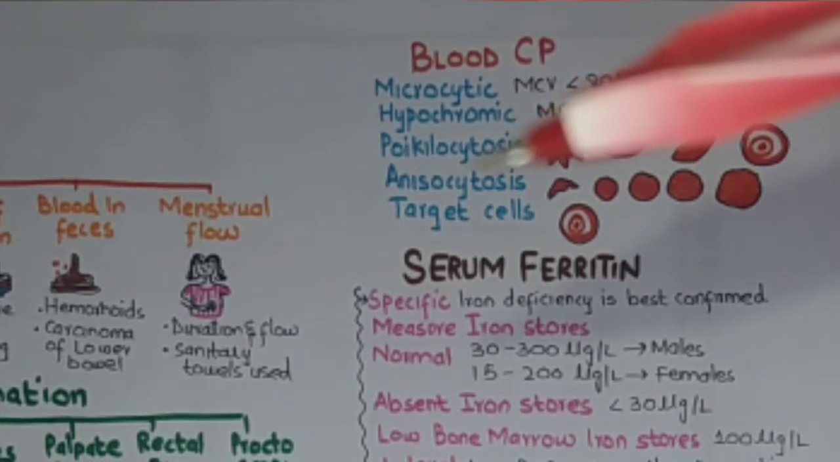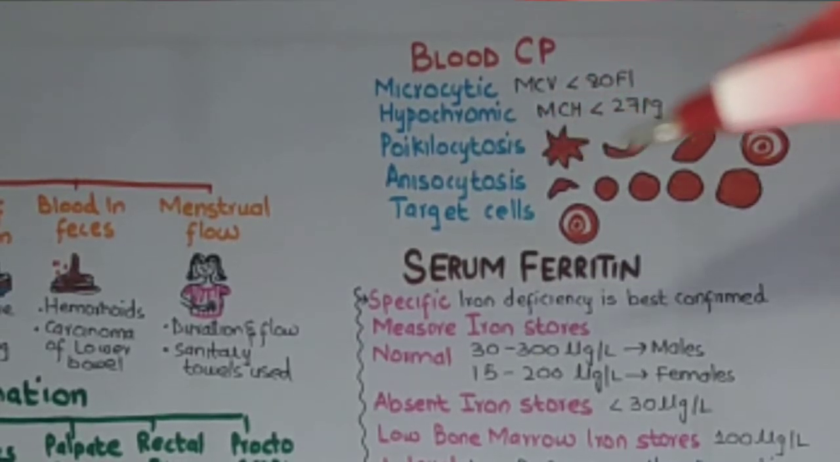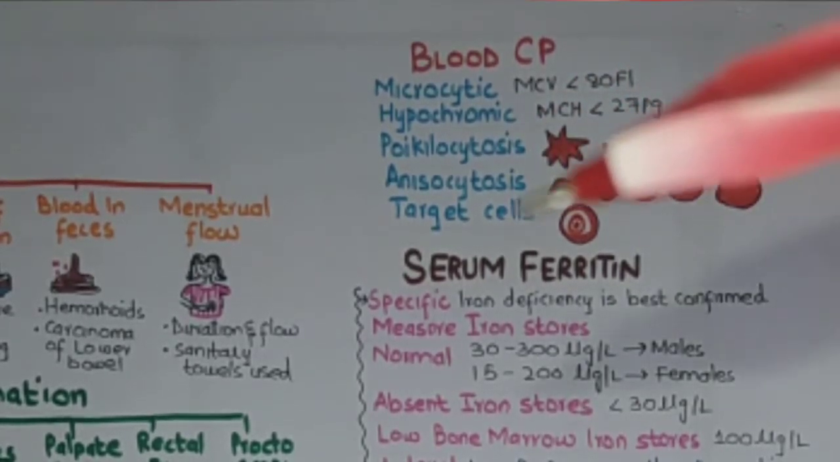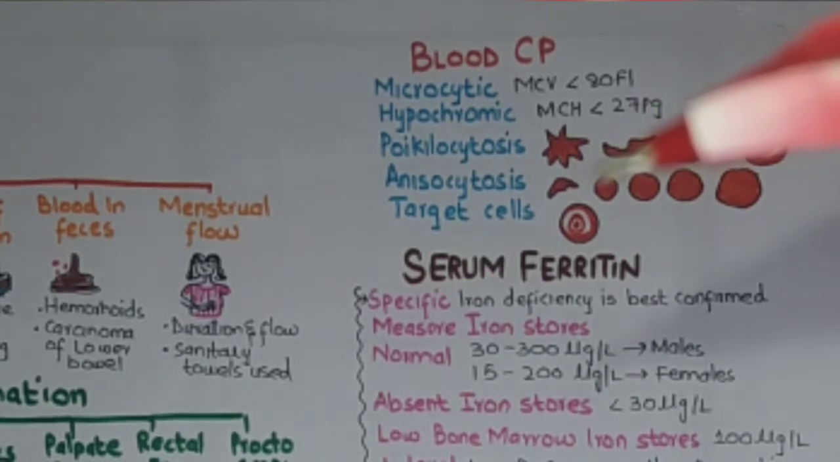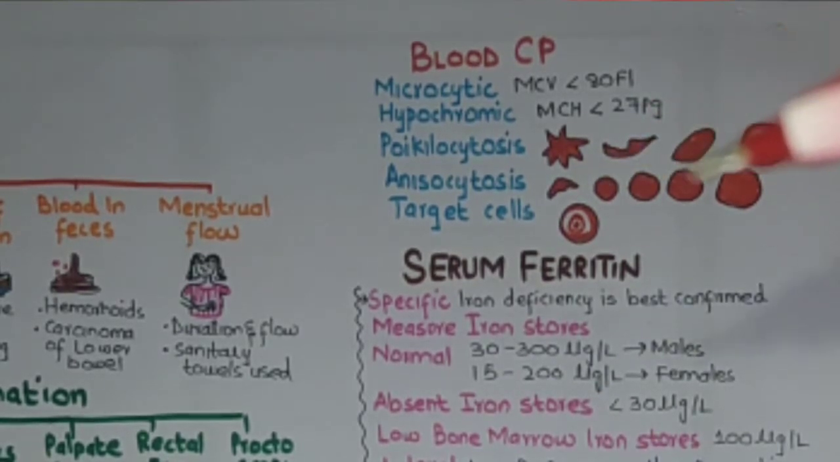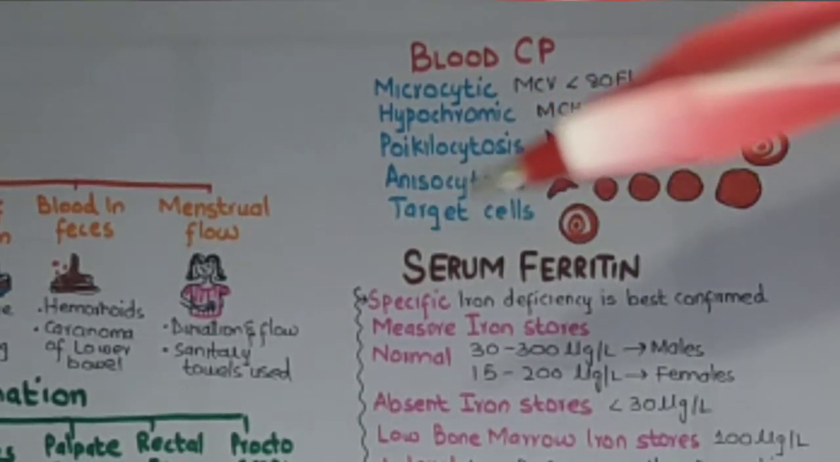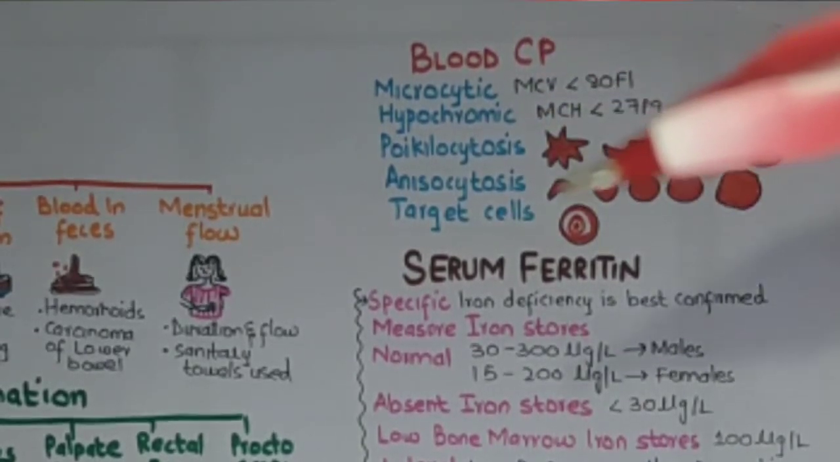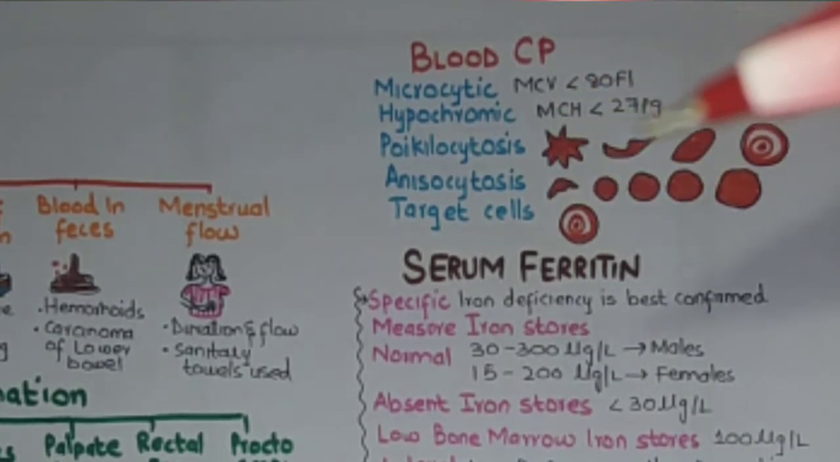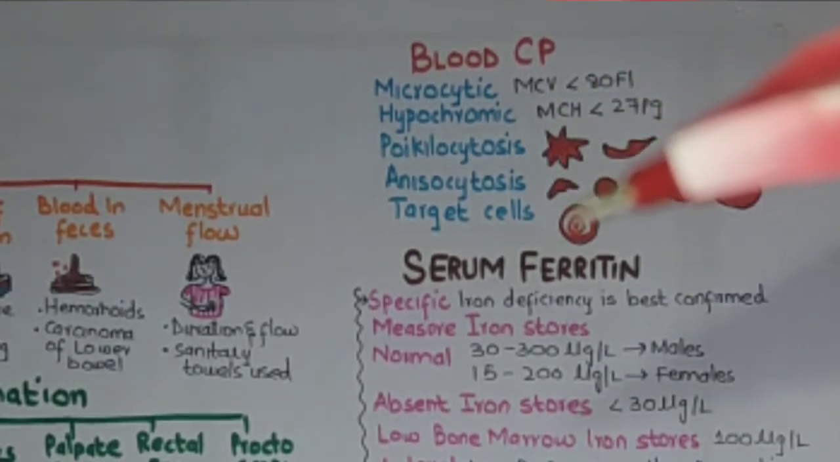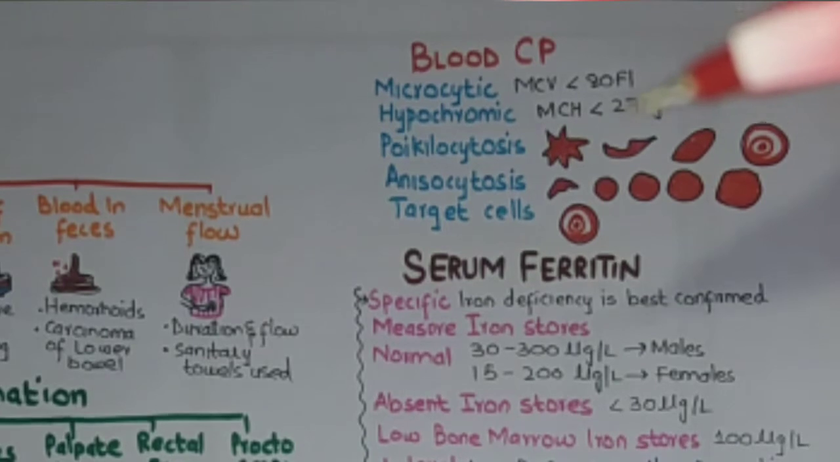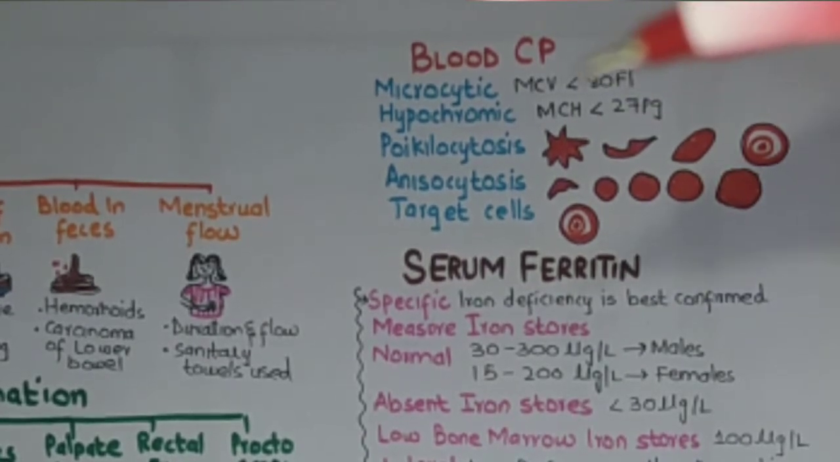Then anisocytosis. Anisocytosis is variation in the size of RBC: schistocyte, microcyte, normocyte, macrocyte, and megalocyte. And in iron deficiency anemia, on the complete blood picture, you will see different shapes, the most specific shape being target cell, and you will see hypochromic anemia and microcytosis.